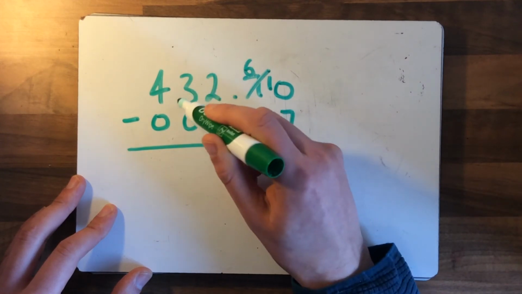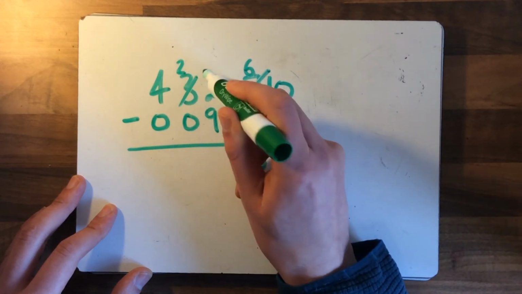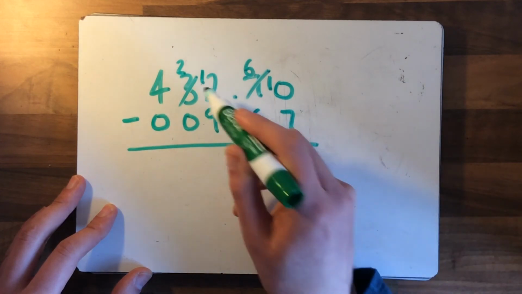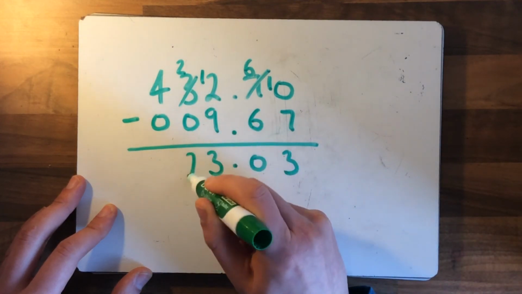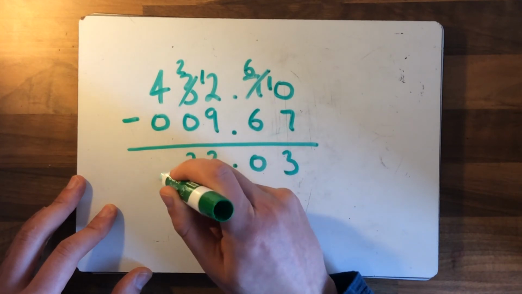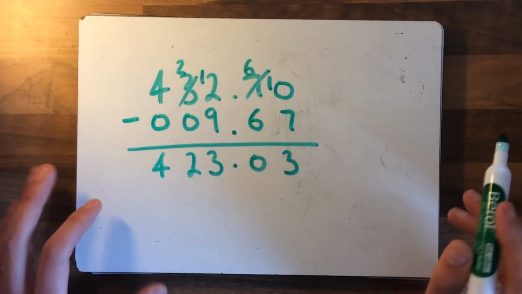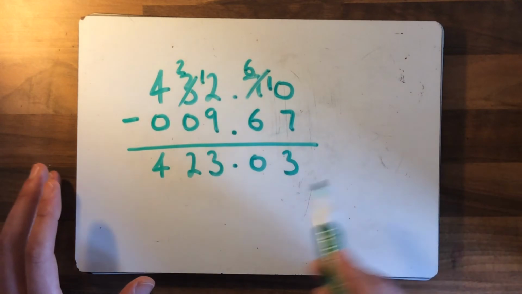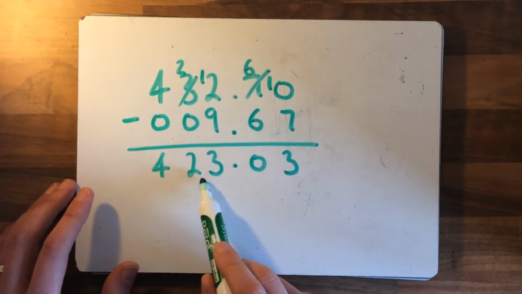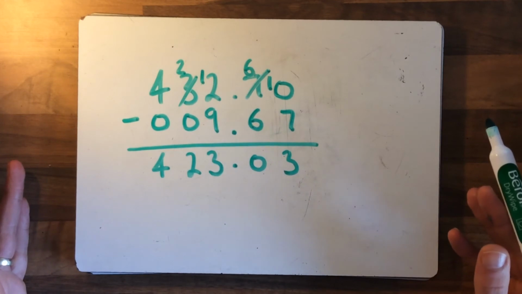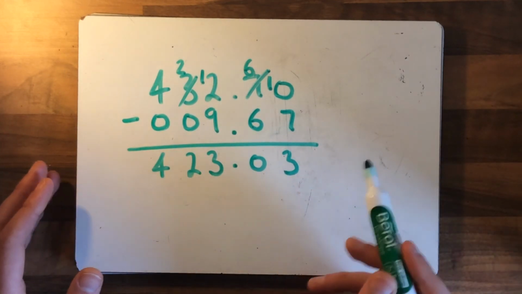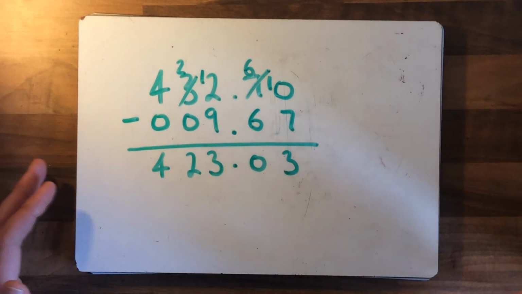2 take away 9 we can't do. So this 3 becomes 2. This becomes 12. 12 take away 9 is 3. 2 take away nothing is 2. 4 take away nothing is 4. Now remember we had a prediction earlier on that our answer would be about 422, and you can see it's just over 422, isn't it? So it looks like a sensible answer. So because of that, we know we will leave it there.